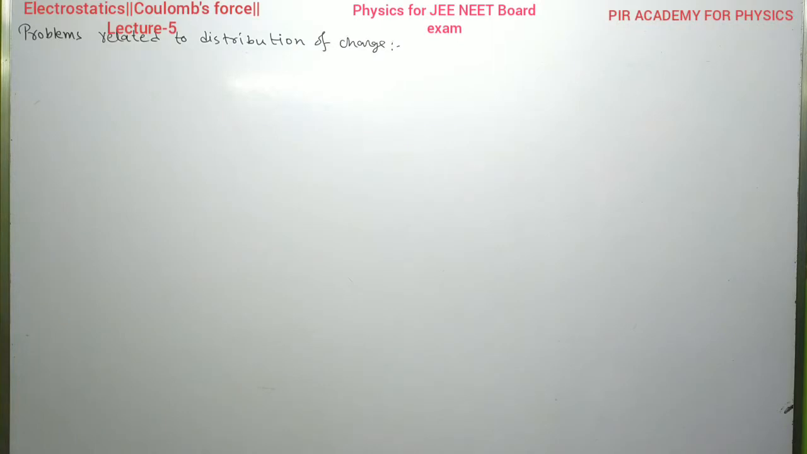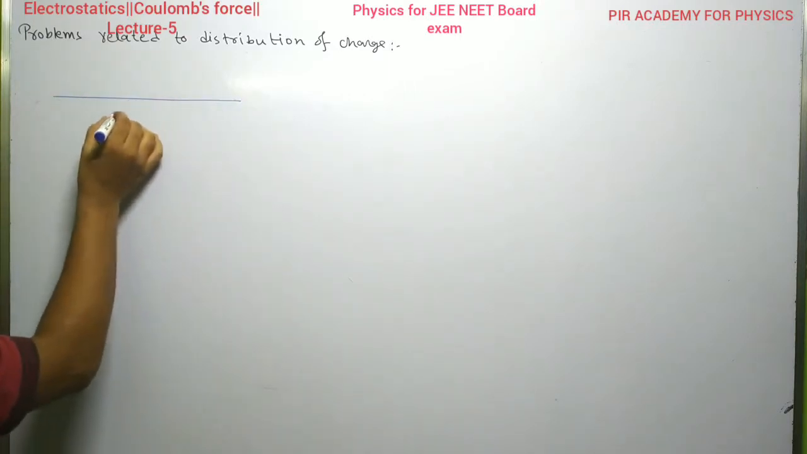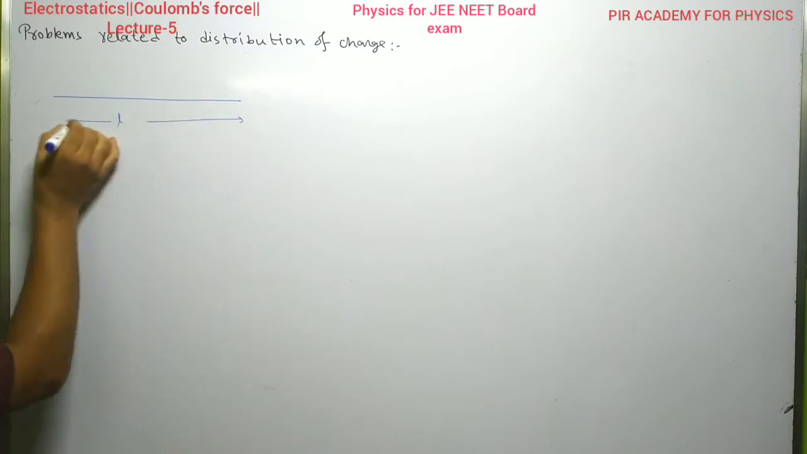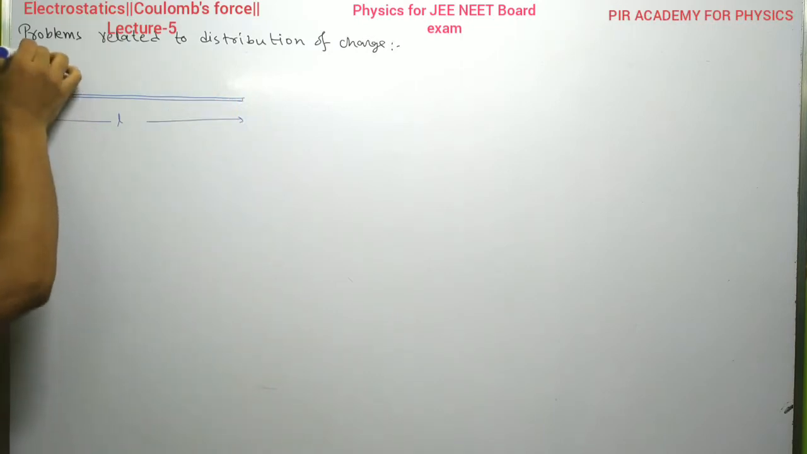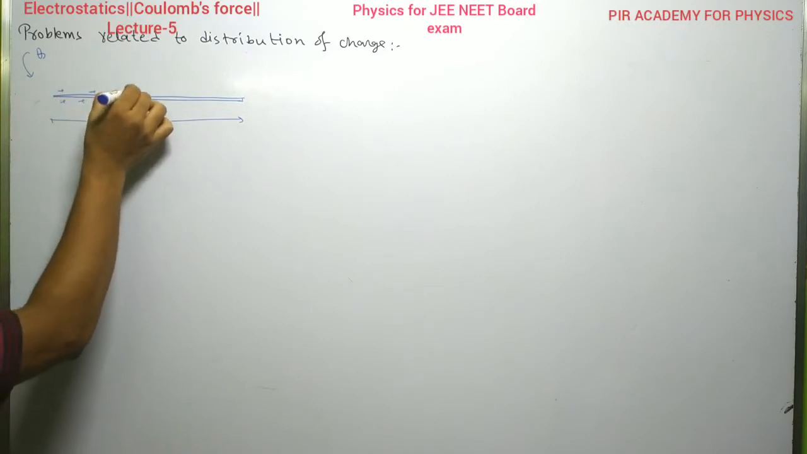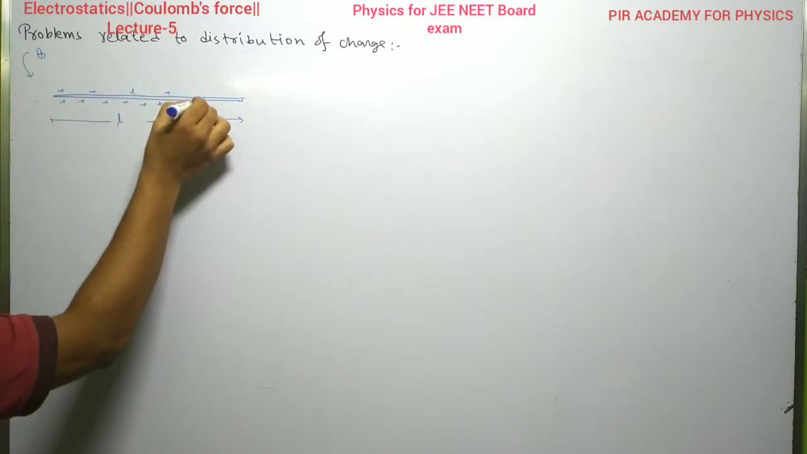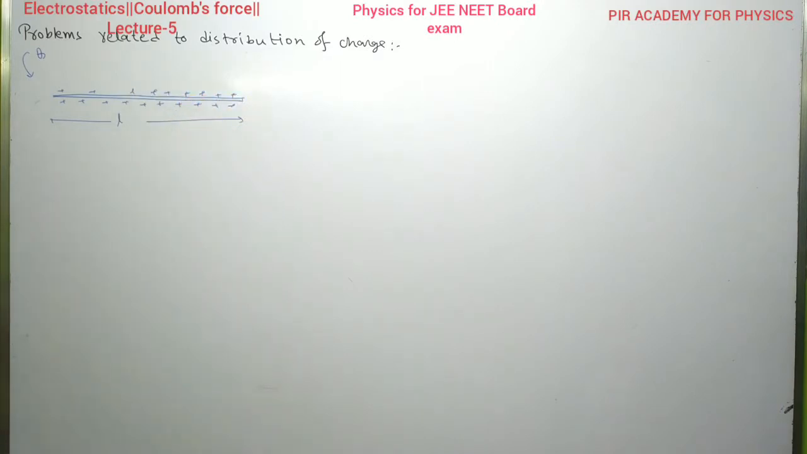Here I will discuss problems related to distribution of charge. So first of all, you have to know what the distribution of charge is. If charge is distributed through a wire, suppose the length of this wire is L and total charge Q is distributed through this length, then the charge per unit length is called the linear charge density.